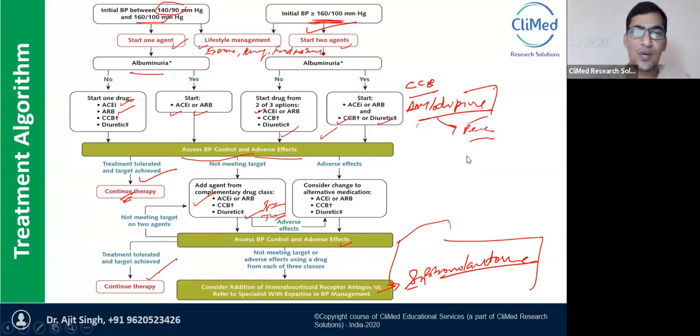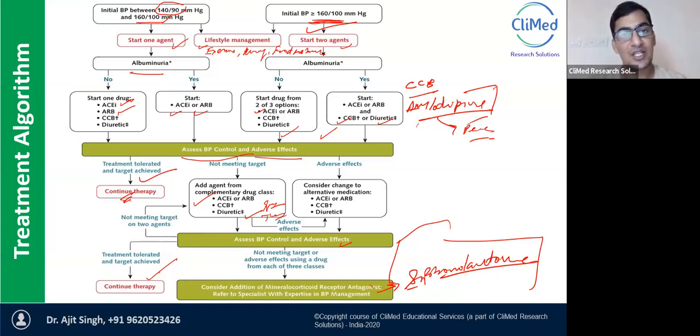So just summary wise, if the blood pressure is 140 to 160 mmHg, we will start with one agent. Definitely lifestyle modifications will be there along with the single agent. If the blood pressure is more than 160, then dual therapy along with the lifestyle modifications. Then check after some time.